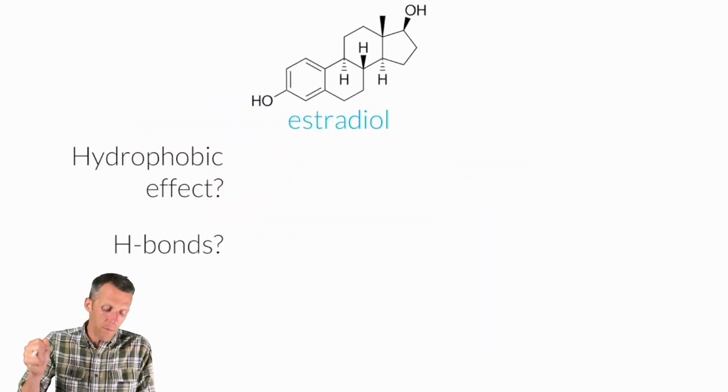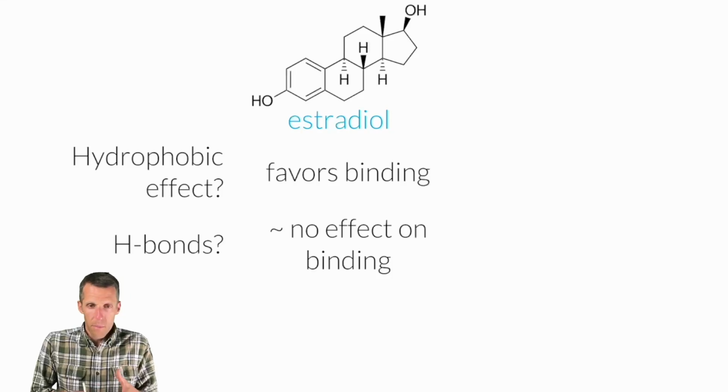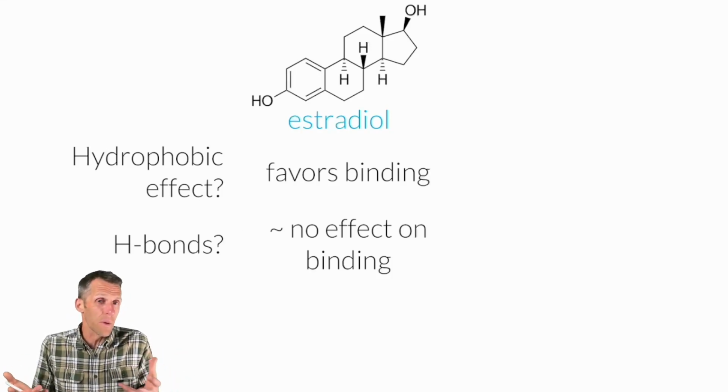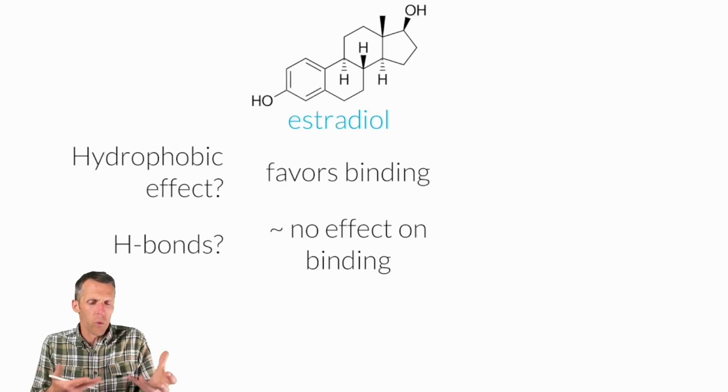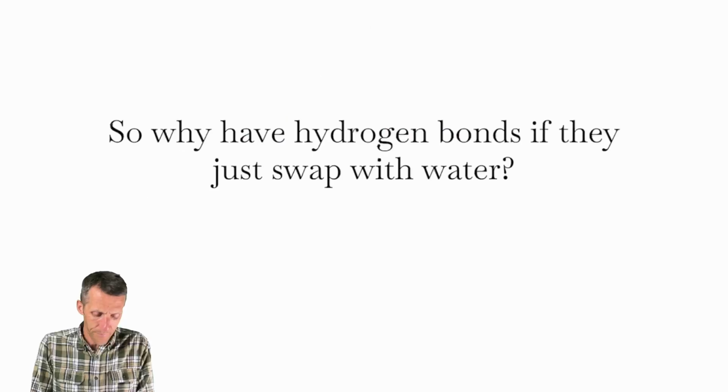So we can write it this way. We can say that when estradiol binds, the hydrophobic effect favors binding, right? It's great to bury all that hydrophobic surface area. But the hydrogen bonds, to a first approximation, actually don't have an effect at all, right? They're being swapped. You're basically swapping water hydrogen bonds for protein ligand hydrogen bonds or protein hormone hydrogen bonds. So there's a swapping, but no real strong effect on binding.